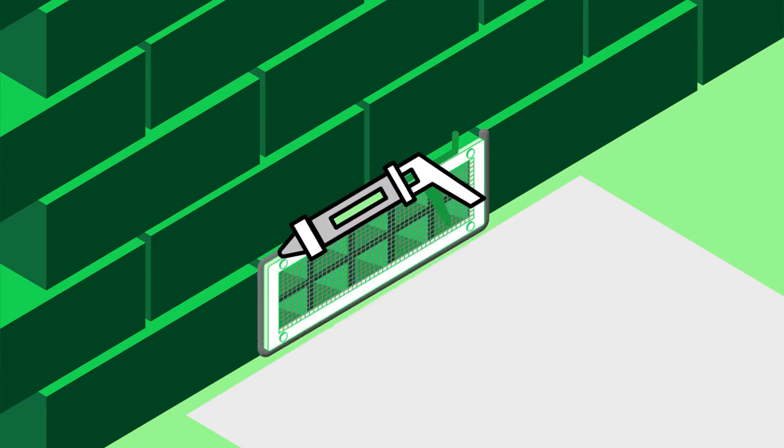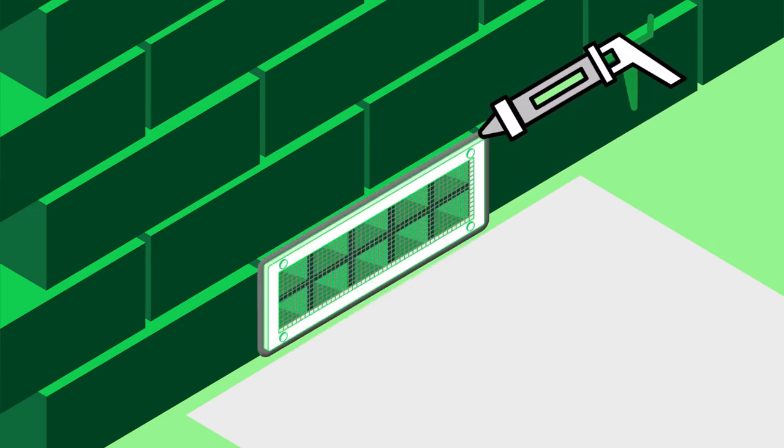Here's a little tip. If you have uneven walls and the gap around the air brick vent cover is greater than 4 mm, seal the gap with the same construction adhesive used to glue the air brick vent cover in place. Method 2. Installing with screws.